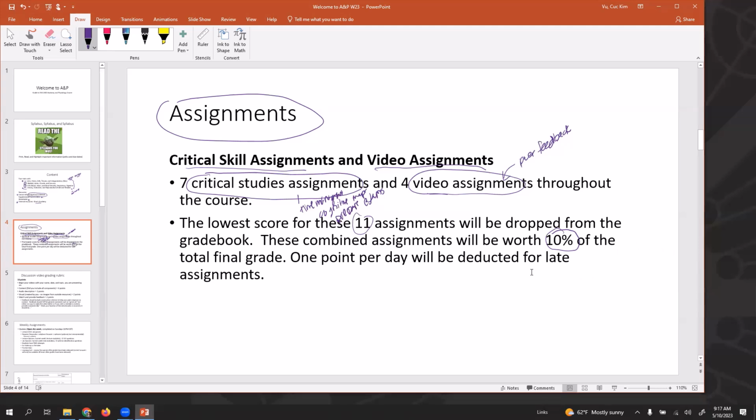Sure. So for these assignments, there's a 1 point deduction for each day that they're late. Okay, so make sure you do try to get them in on time.